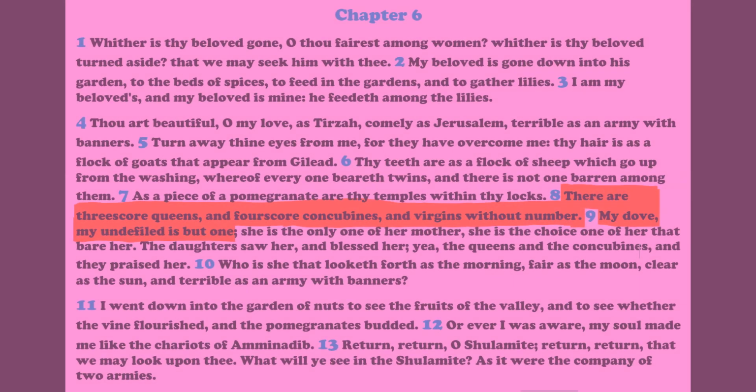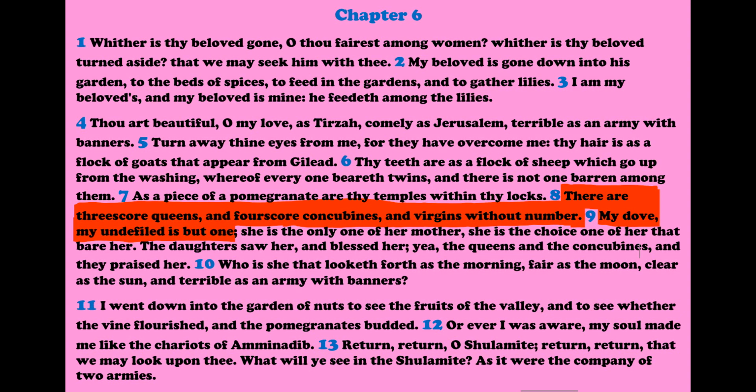If you read chapter 6, verse 8, it says, "There are 80 queens and 80 concubines and virgins without number. My dove, my undefiled, is but one." So this verse is saying that this woman is only one of the 140 wives of Solomon. At this time, he had 140 wives when this book was written. The only argument that one could make against this is that these queens and concubines are from other nations. But think about how unlikely that would be. Why would Solomon mention queens and concubines from other nations? Why would that be relevant to this song?